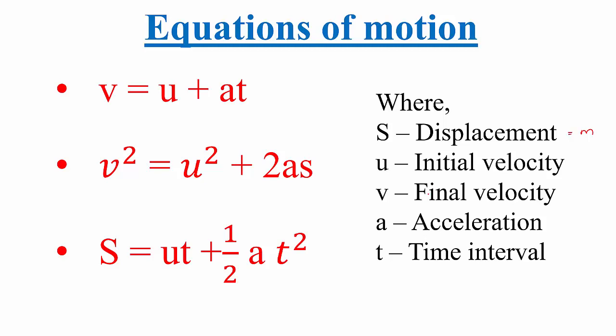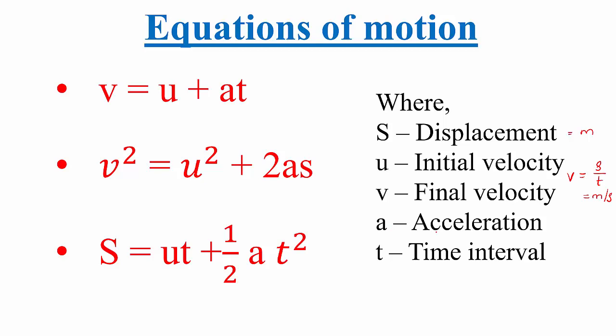Then come to initial velocity and final velocity. What is velocity? Velocity is the rate of change of displacement. When displacement is compared with respect to time, that gives velocity. Initial velocity is denoted by U, final velocity is denoted by V. It is given by the equation V equal to S divided by T, that is displacement with respect to time, and its SI unit is meter per second.